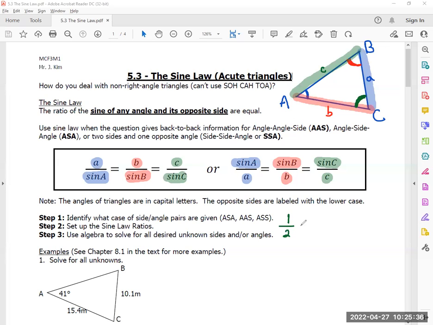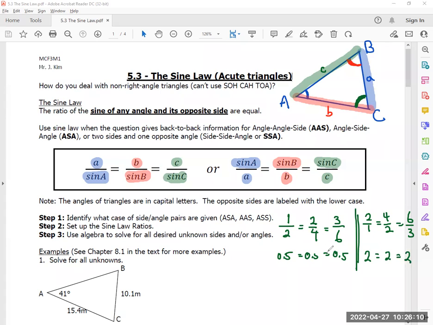For example, if I say 1 over 2 is equal to 2 over 4, which is equal to 3 over 6, that is all the same because 1 divided by 2 is 0.5, 2 divided by 4 is 0.5, and 3 divided by 6 is 0.5. On the flip side, 2 over 1 is equal to 4 over 2, which is equal to 6 over 3. Is that true? Yes, because 2 divided by 1 is 2, 4 divided by 2 is 2, and 6 divided by 3 is 2.